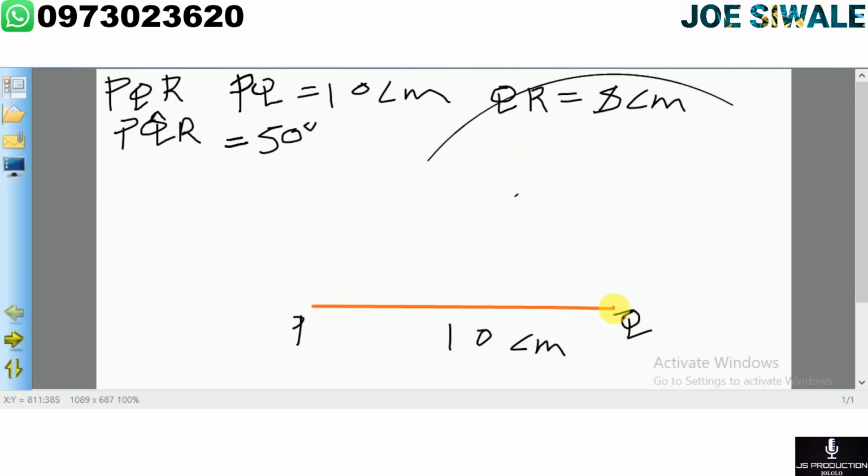So the line must come from point Q. It must pass through this point, which is 50 degrees, to the locus of points that are 8 centimeters from point Q. And my line here must touch this arc, and I'll draw another one.